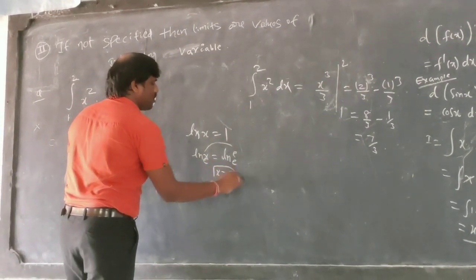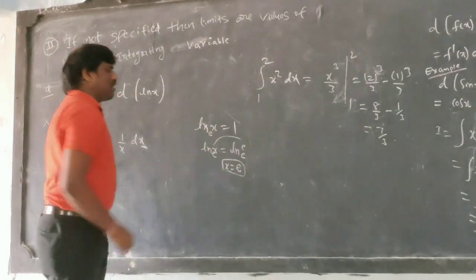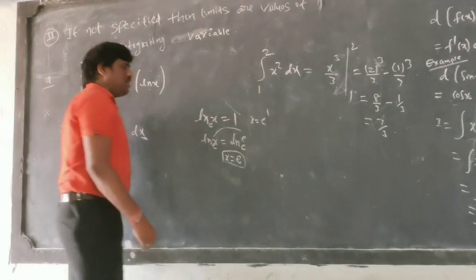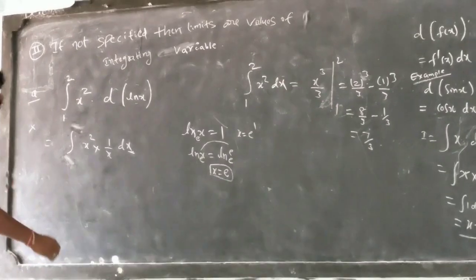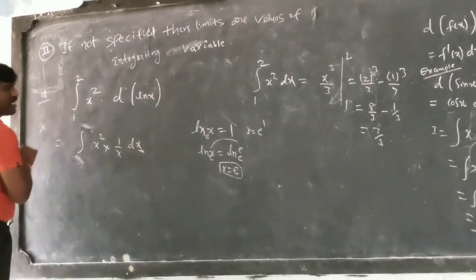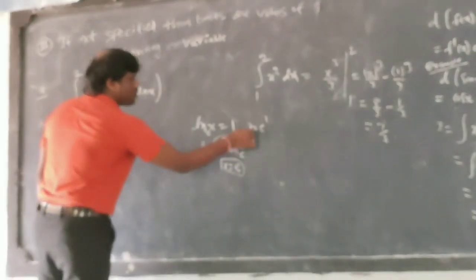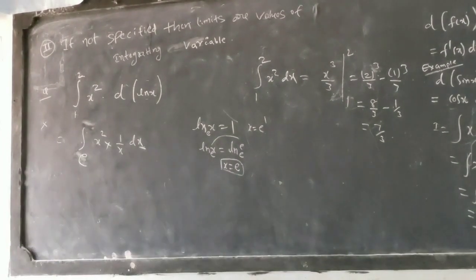When x is equal to e, you get that one. You simply make it in the power: x is equal to e power 1. If this is the logarithm form, this is the exponential form. So here we can write this one. Now this limit has changed into what I got. X value, how much did you get? e. Now x is e.